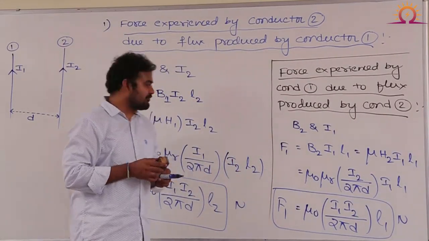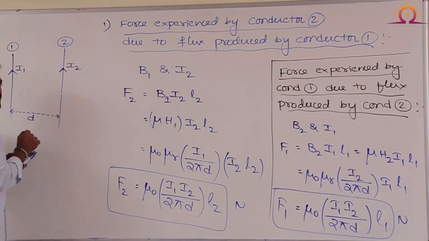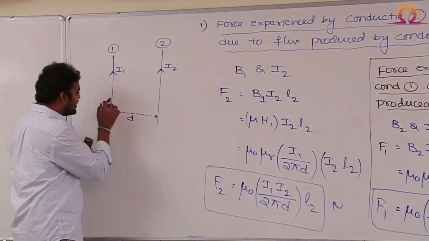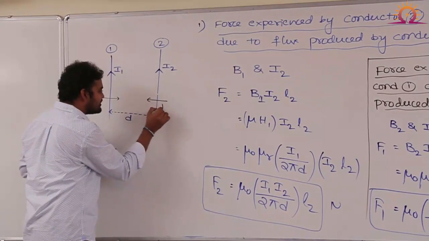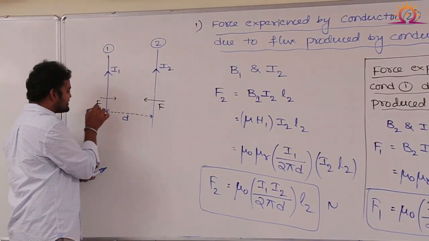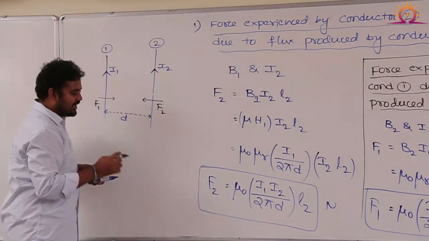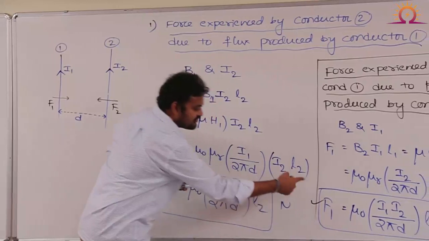Now you understand one point. First of all, these two conductors are carrying current in the same direction. Therefore, there will be an attractive force between these two. Am I right? So this is the force experienced by conductor 1. This is the force experienced by conductor 2. And the magnitude of these two forces also we derived.